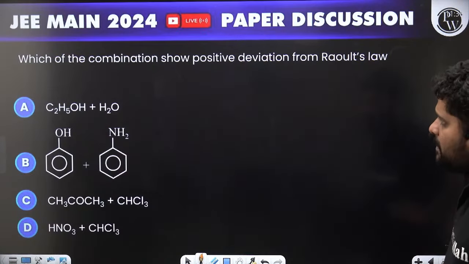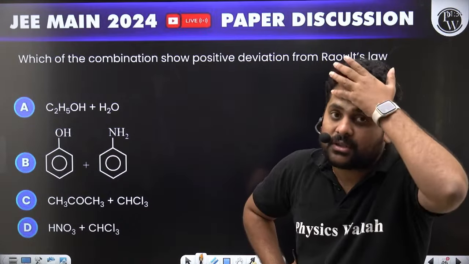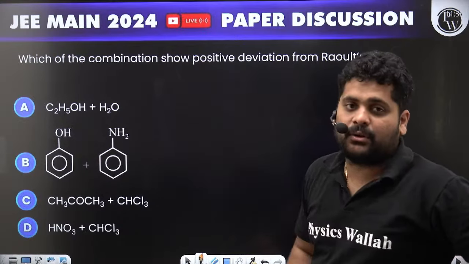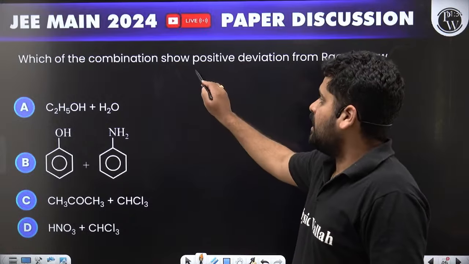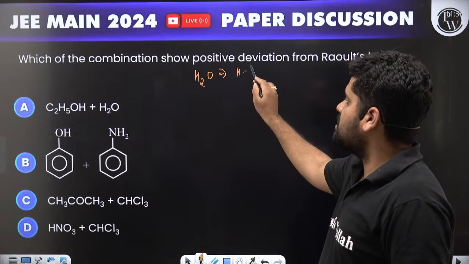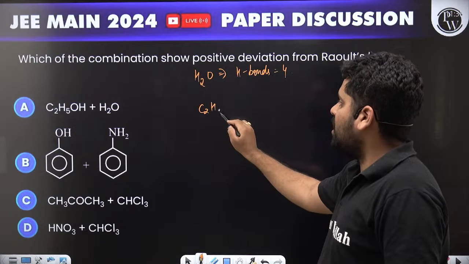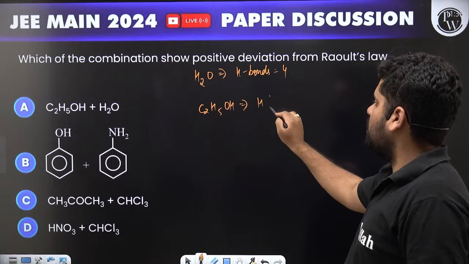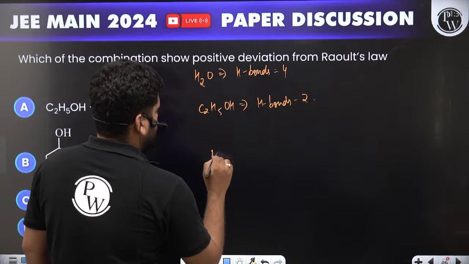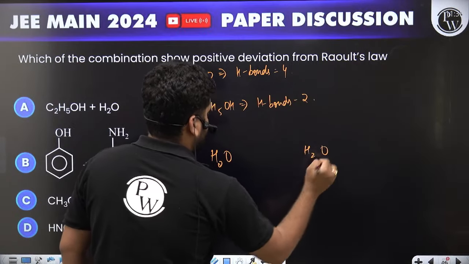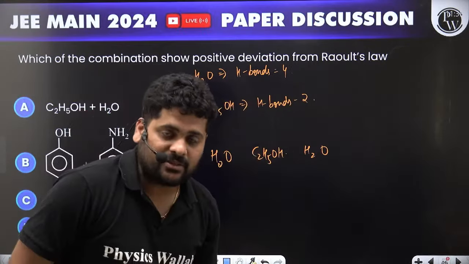Next one: which of the combinations shows positive deviation from Raoult's law? Positive deviation from Raoult's law. See, in the first option, we have ethanol and water. In the case of a water molecule, the number of hydrogen bonds is equal to 4. And when we have an ethanol molecule, the number of hydrogen bonds is 2. Now, between two water molecules, if an ethanol molecule comes into the picture, the number of hydrogen bonds would decrease for the water molecule.